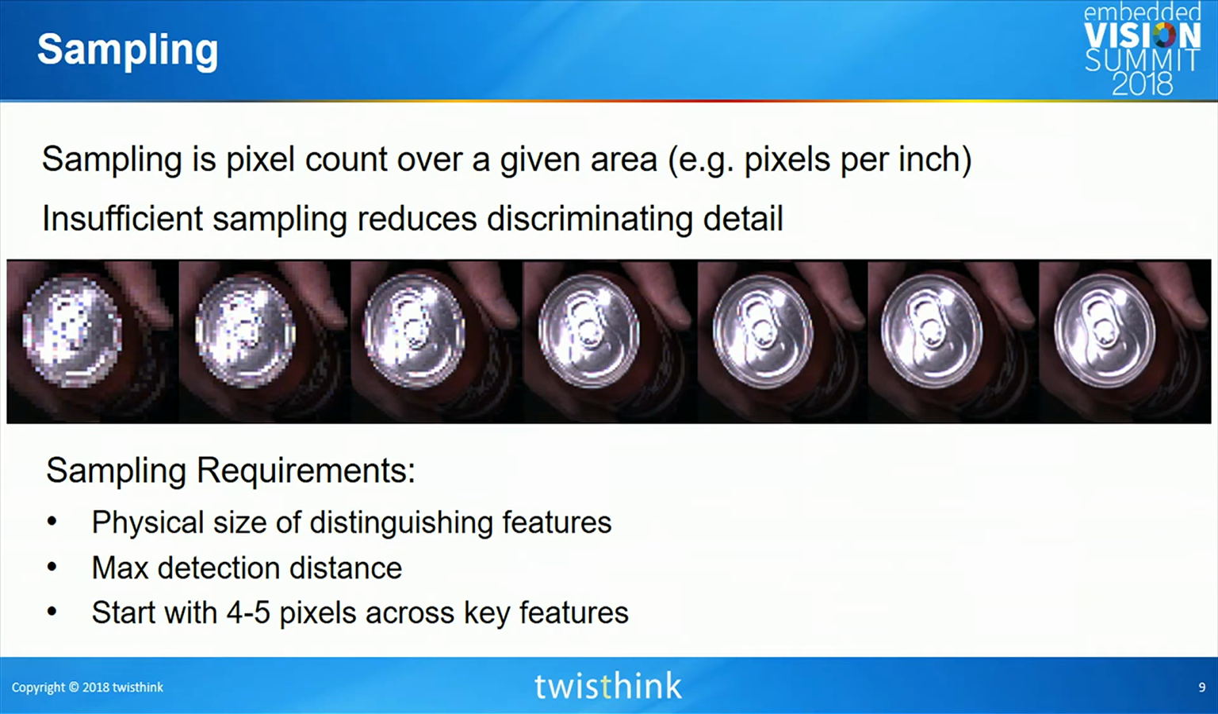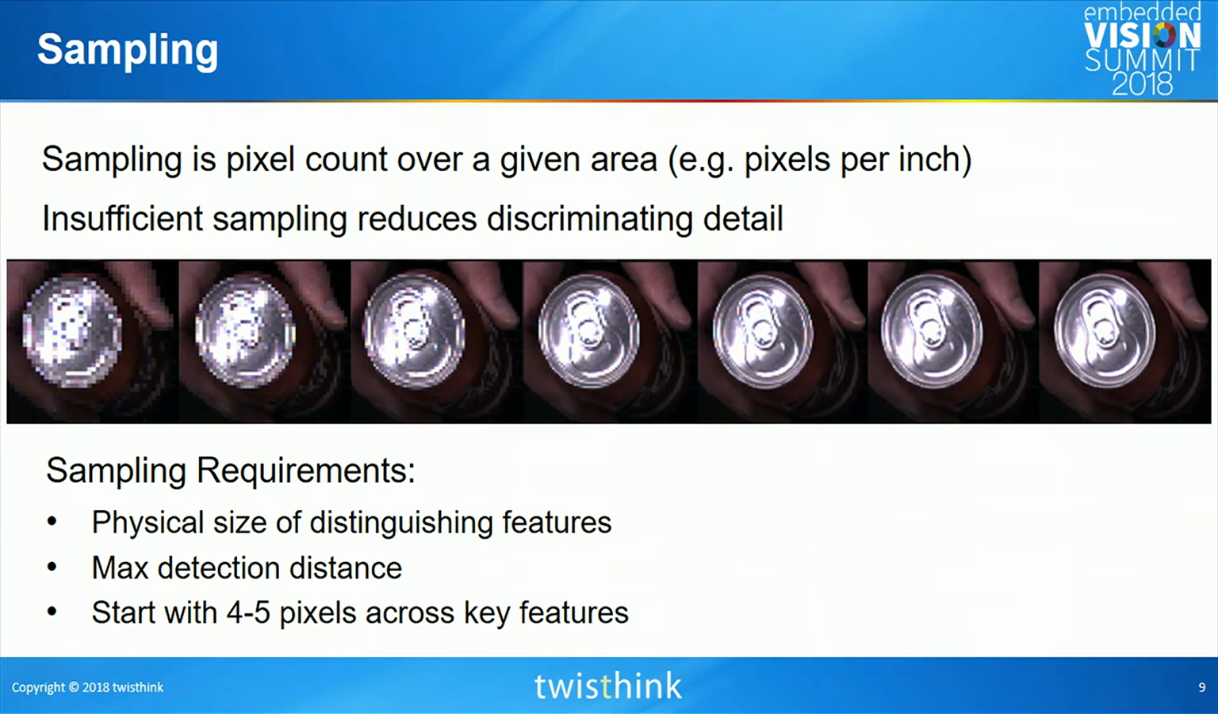So what do you need to know, and how do you determine your sampling requirements? There's three things that you need. You need to know the size of your smallest distinguishing feature. You need to know your maximum detection distance. And then you need to have a pixel count across that feature that the algorithm is going to use for identification. At the beginning of the development, it's usually a good rule of thumb to start with about 4 to 5 pixels across that distinguishing feature. This gives you enough margin to deal with some difficult situations.